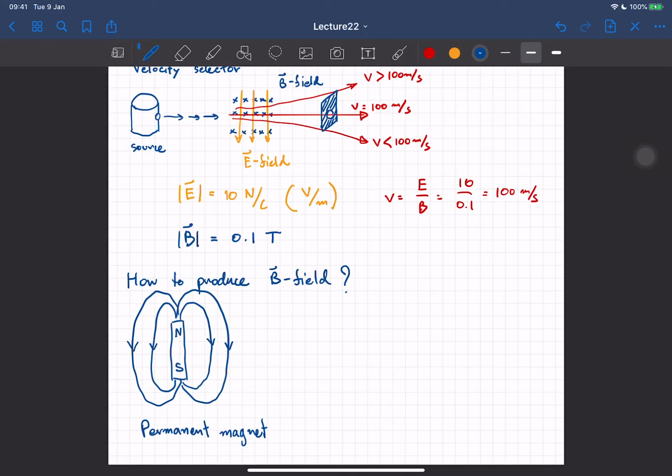And a physicist named Faraday, Michael Faraday, and you probably have heard his name a few times already, figured out that in order to produce magnetic field, you can actually pass the current through. And later on, the guy named Ampere figured out the quantitative way of producing magnetic field from a current.